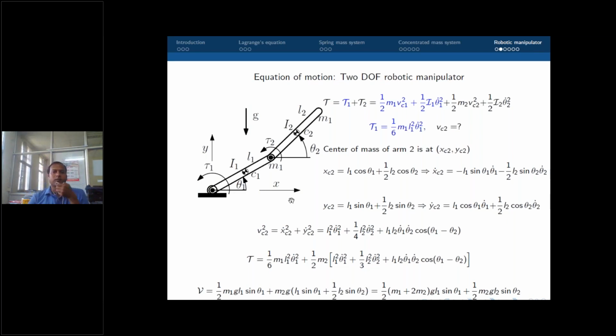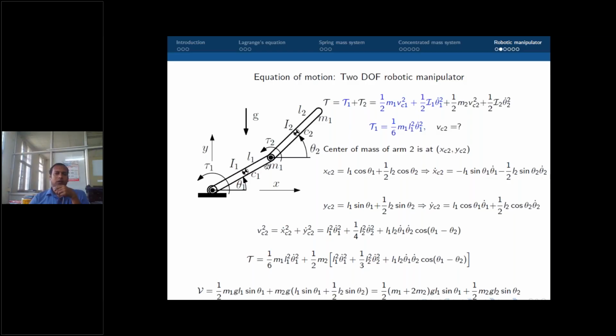First, let me describe the system. The system is a 2 degree of freedom manipulator. Here there are 2 rods. The first rod is hinged at the ground, and then the end of that rod is connected to another rod by a hinge joint. There are 2 joints. At each joint there is an external application of torque, tau 1 and tau 2.